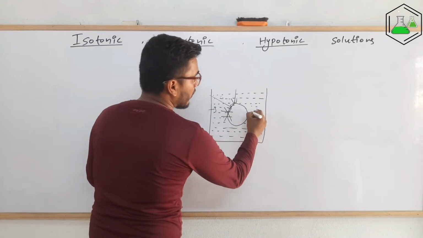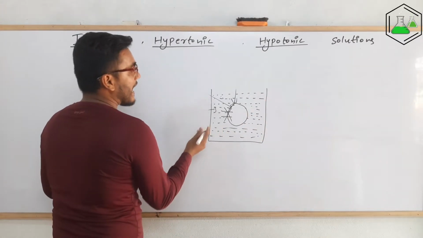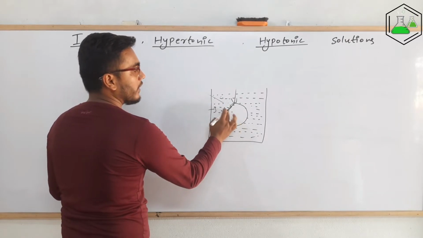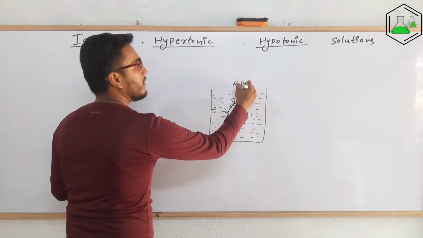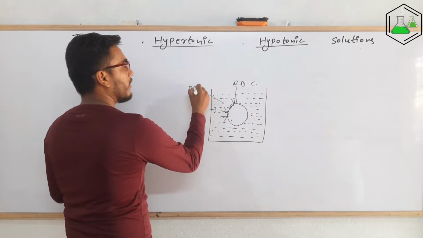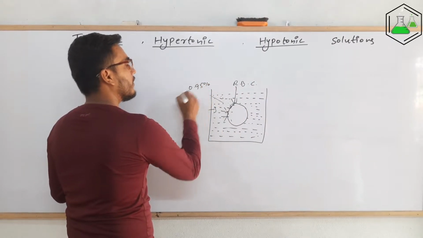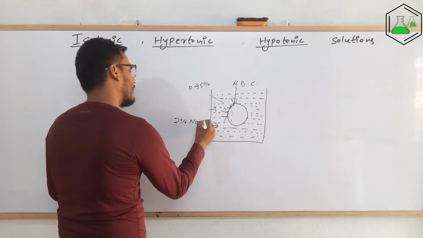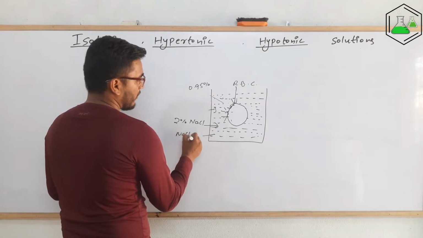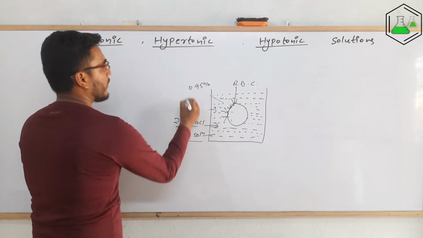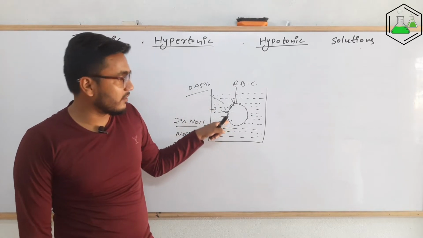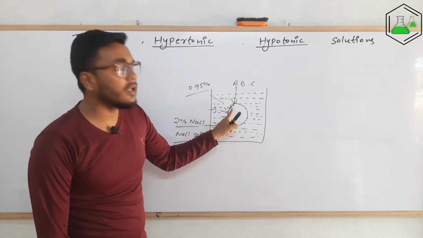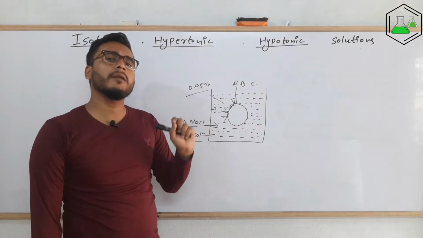So the concentration of this solution will be higher than the concentration of the test solution, that is the solution inside it. If we consider RBC in this case as well, then its concentration is 0.95%, right? And if we take a solution of 2% NaCl, this is NaCl solution, then what will happen? As we can see over here, there is 2% of NaCl in this solution and only 0.95% of the solute in the test solution, that is inside the RBC.